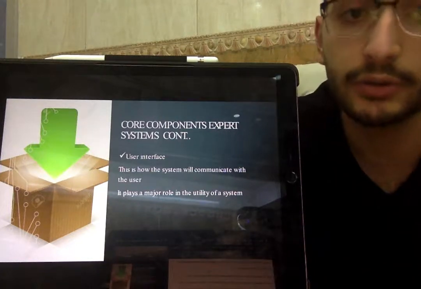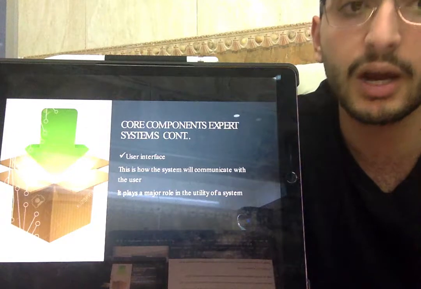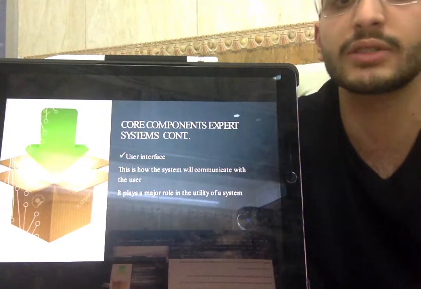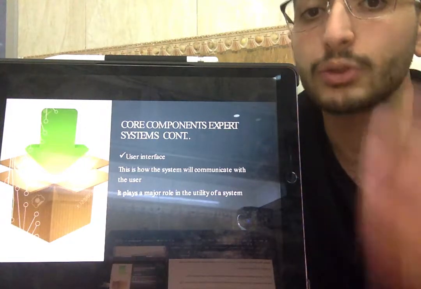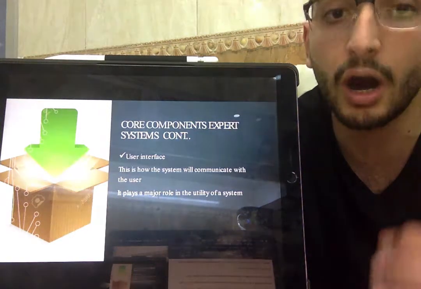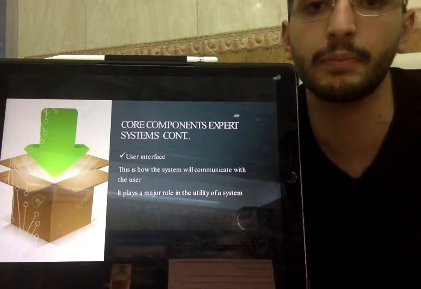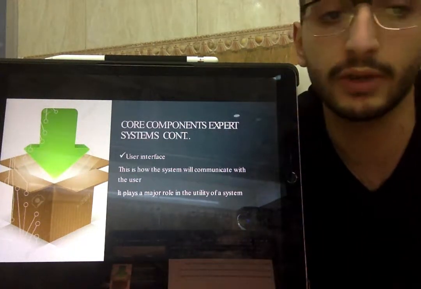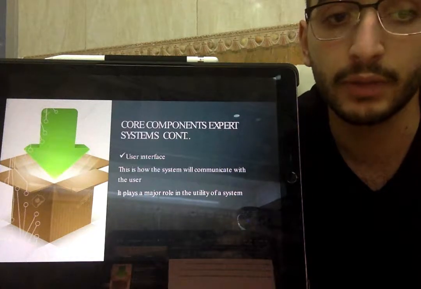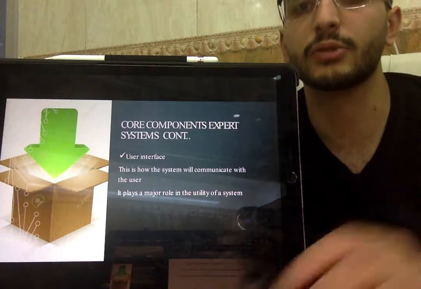The user interface is a very important component of the expert system. This is important because it lays out how the system will communicate or interact with the user. This needs to be very efficient to ensure that the system optimally performs at its prime. If the user interface is poor, the system might fail. This is a component that is important in the utility of any expert system in general.